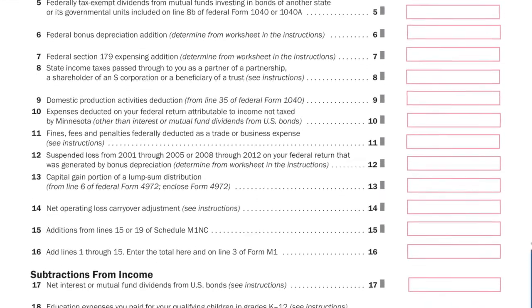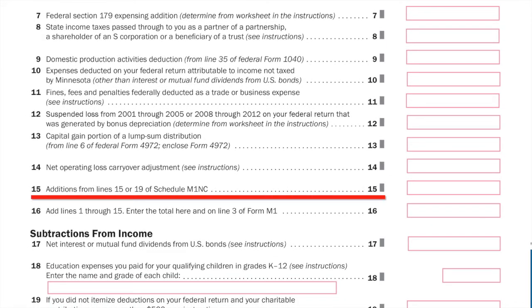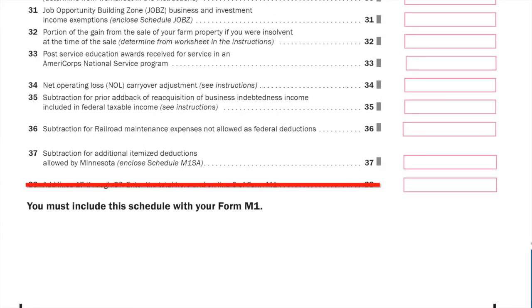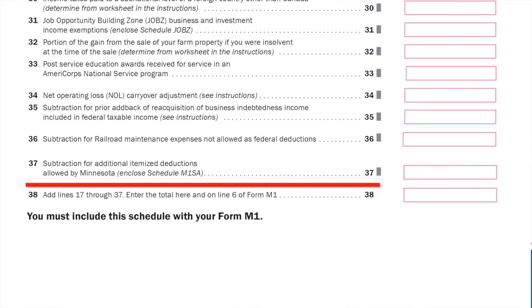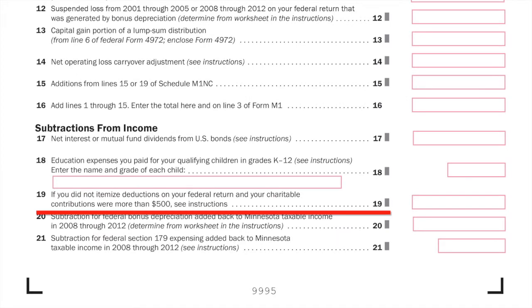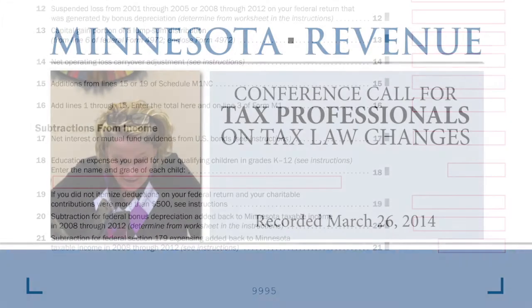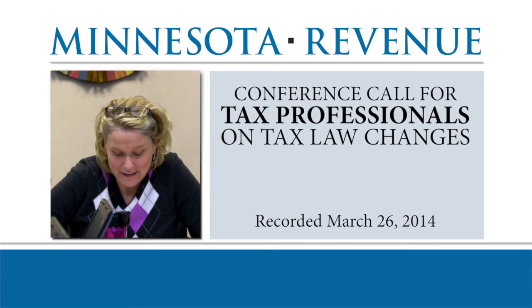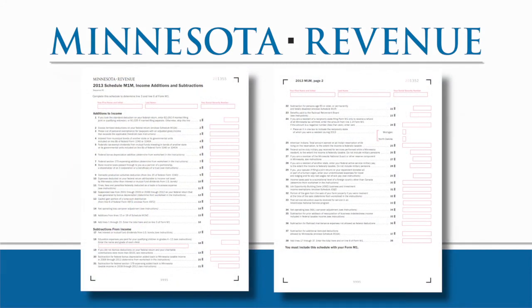So just real quickly, lines 15 and 37 on the M1M, because the Schedule M1NC and the M1SA are now obsolete, these lines have been intentionally left blank. So there should no longer be a value entered on these lines. And then line 19 of the M1M is the charitable deduction for taxpayers who do not file Schedule A. So taxpayers who took advantage of the charitable IRA distribution are not allowed a deduction for the contribution because the distribution was not included in their income. So for Minnesota purposes, taxpayers who did not file a federal Schedule A may deduct 50% of their total contributions that exceed $500. So that concludes the discussion of the M1M.